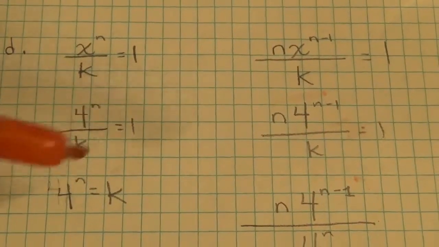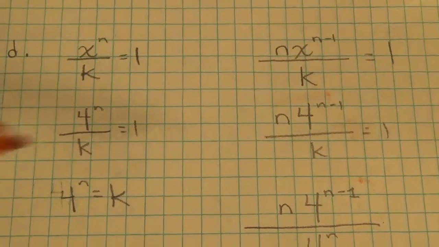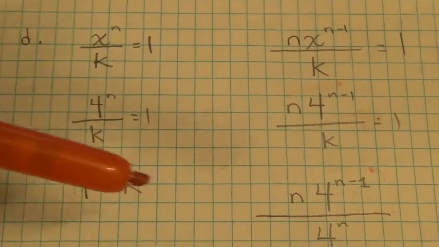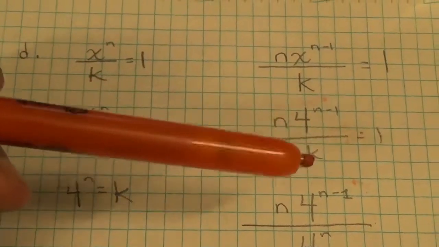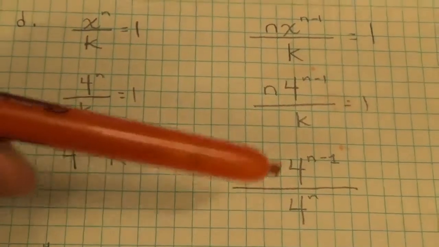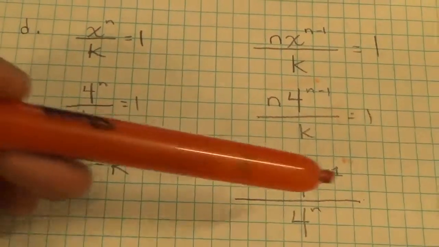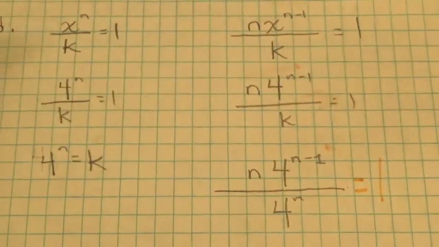Notice that we can't actually solve for one of the letters in this first one, but we can find, by multiplying both sides by k, that k is equal to 4 to the n power. And so over here, when I see k, I'm going to replace it with 4 to the n power. So now I have all one letter. I have only n. Now I know that it's possible, probably, to solve this.